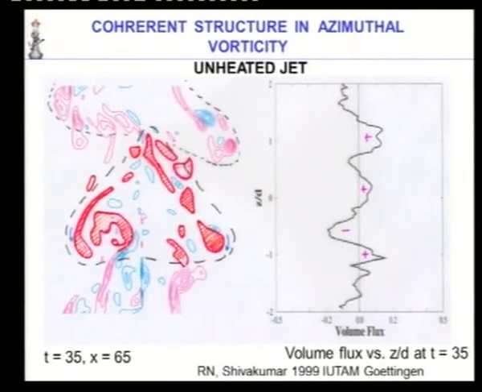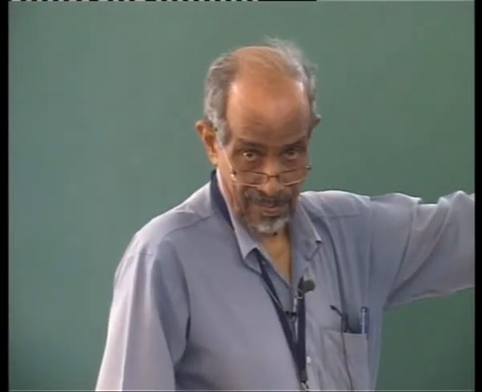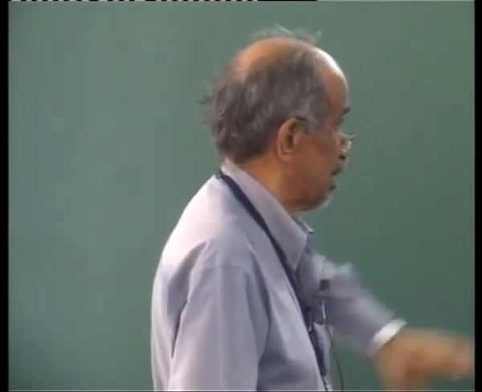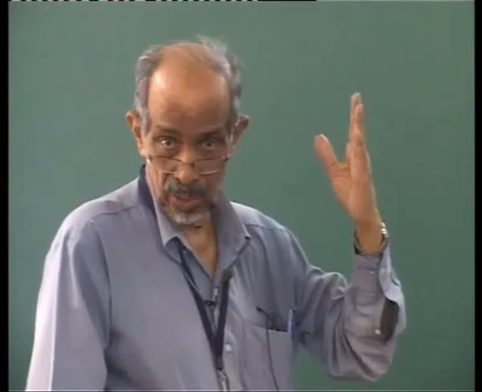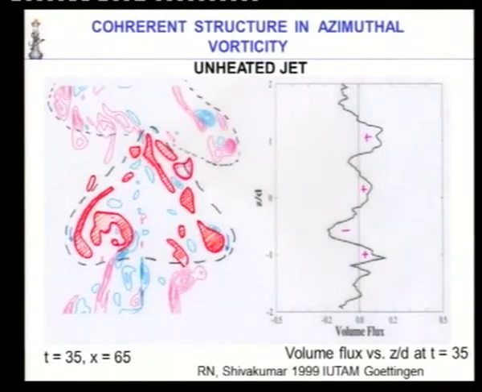So suppose you didn't heat the flow. These are vorticity contours, chiefly azimuthal vorticity contours. We have a similar analysis for other components too, but a lot of it is in the azimuthal vorticity. Here is a coherent structure in that jet, and this is roughly like what people have measured in the lab. But we now can look at the vorticity field within that structure. The instantaneous vorticity field is easy to measure in the lab.